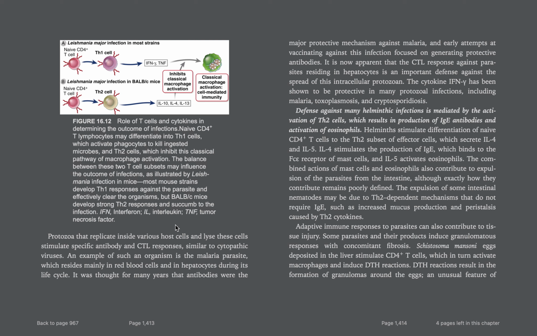Again, when you're speaking of Leishmania major infection in the BALB/c mice, the naive CD4 T cell causes the production of T helper 2, and this T helper 2 releases interleukin 10, interleukin 4 and 13. Then it inhibits classical macrophage activation.